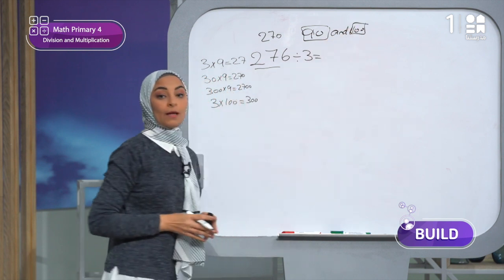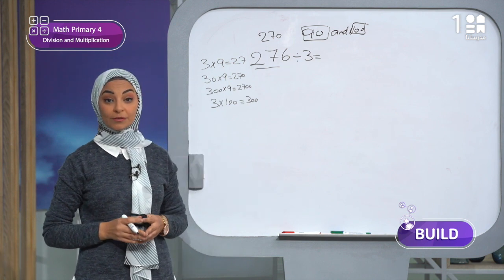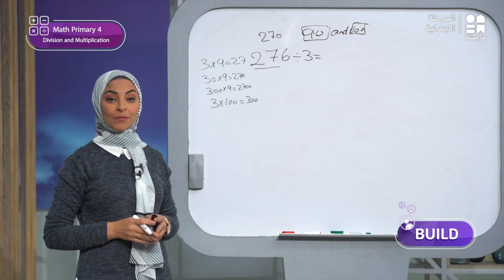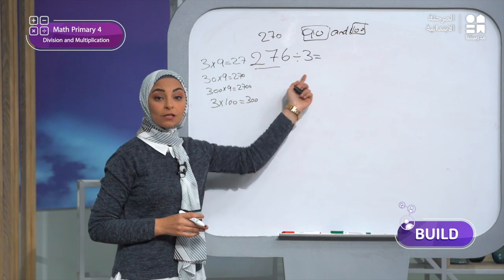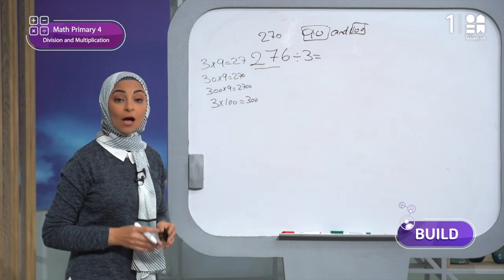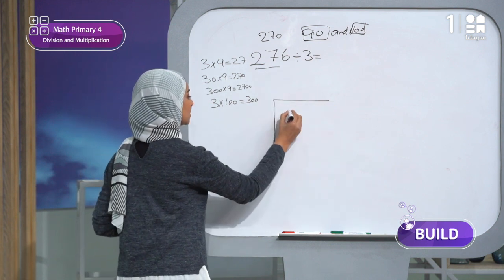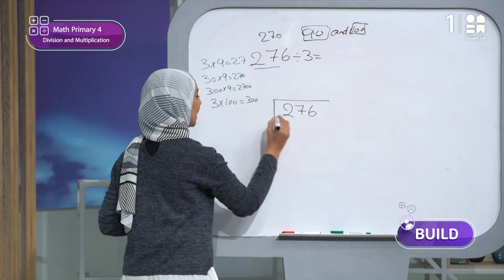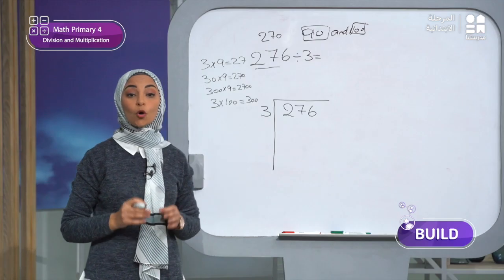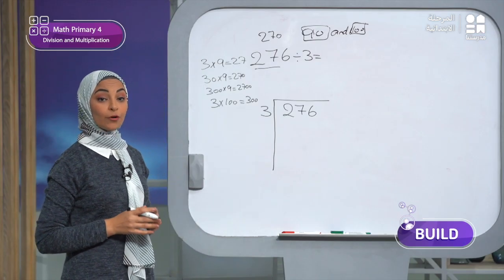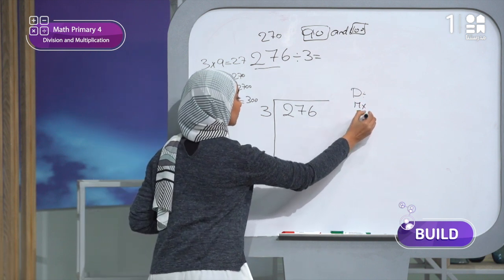Okay. Now, let's solve this problem all together using the standard division algorithm, okay, to know the actual quotient. Now, the problem, as you see here, is 276 divided by 3. I will set up the problem vertically. The first thing I will do is set up my problem like this. I'll put 276 here and the 3 here, okay? Then, what should I do? Remember that we always start with the biggest value. Before I start, I want to remind you about the steps: division, multiplication, and subtraction.